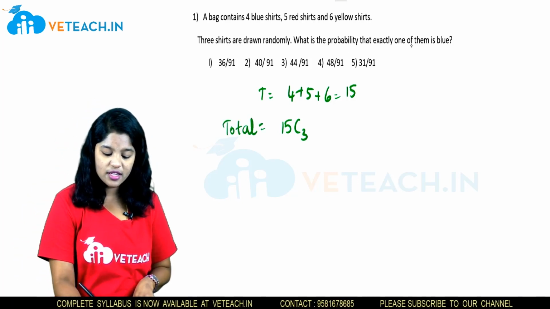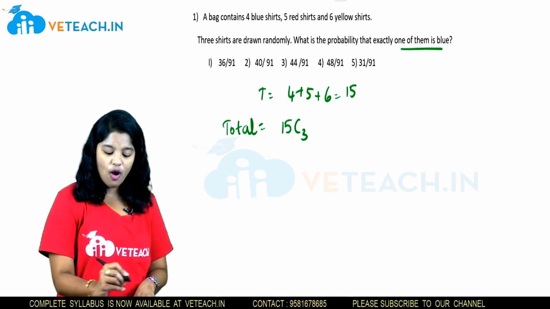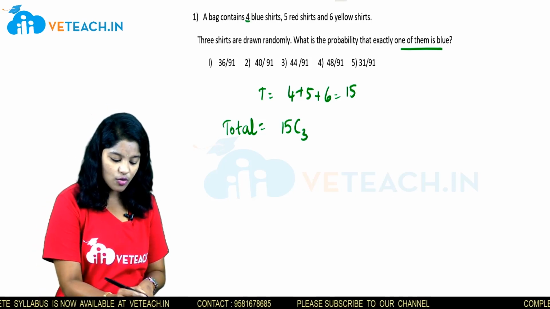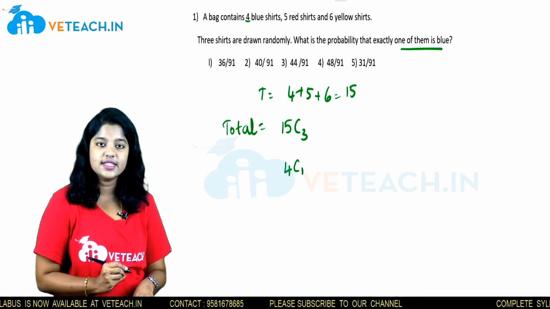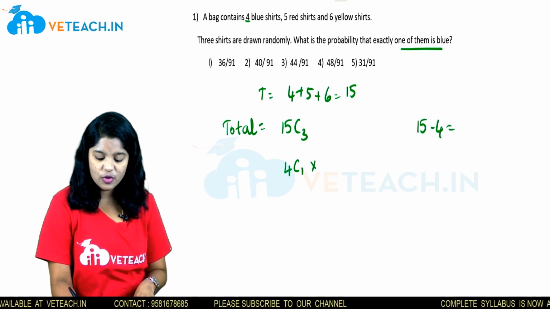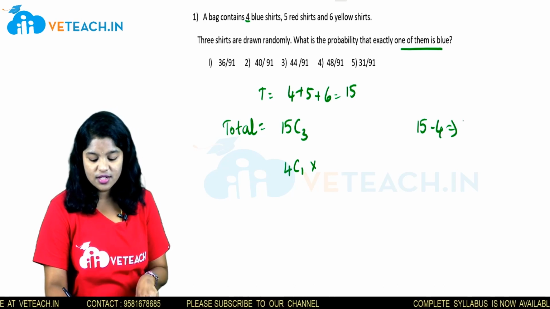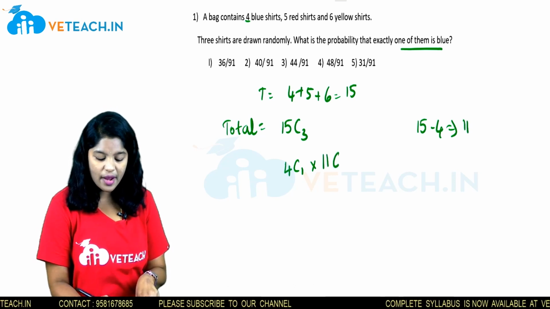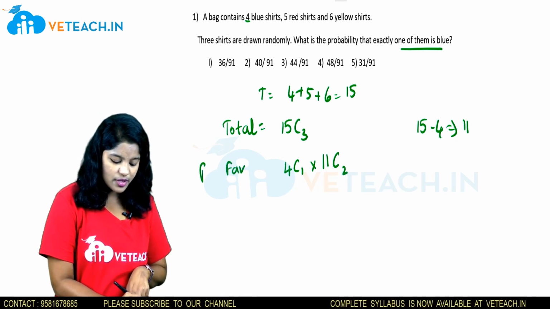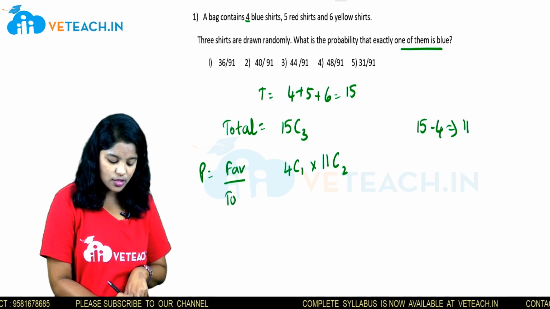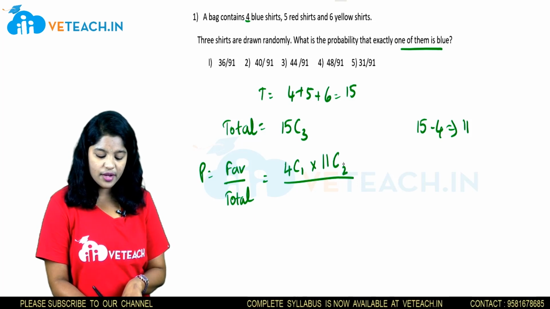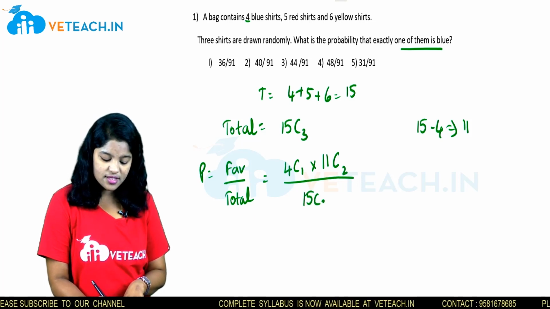Now what is the probability that exactly one of them is blue? Out of these 15 shirts, compulsorily we should select one blue shirt. So out of 4 blue shirts, 1 shirt is selected and the remaining shirts are selected out of 15 minus 4, that means we are excluding the 4 blue shirts. We will get 11. So out of the remaining 11 shirts, we will select 2 shirts. This is our favorable event. So probability is nothing but favorable events by total number of possible outcomes, that is equal to 4C1 into 11C2 by 15C3.